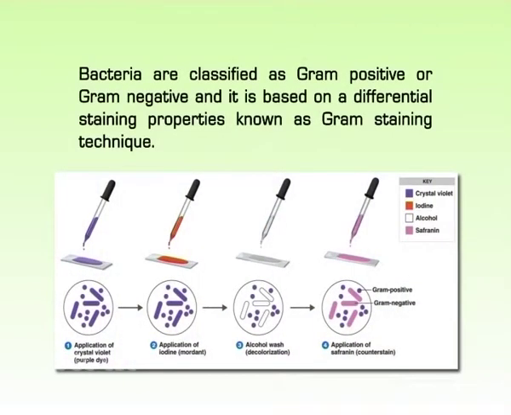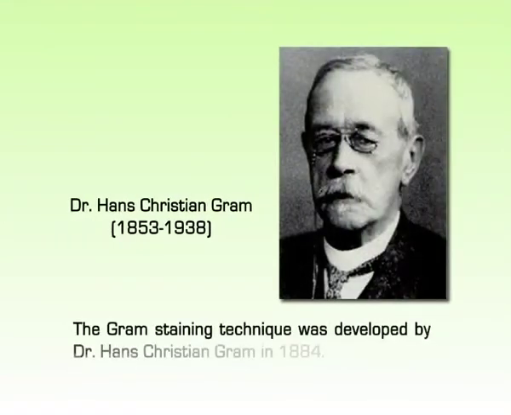Bacteria are classified as gram-positive or gram-negative based on differential staining properties, known as the gram staining technique. This technique was developed by Dr. Hans Christian Gram in the year 1884. In this technique, the gram reaction is related to the permeability of the bacterial cell wall and cytoplasmic membrane to the di-iodine complex. The gram-positive cells restrict the outflow of the complex during decolorization, whereas the gram-negative wall allows it.